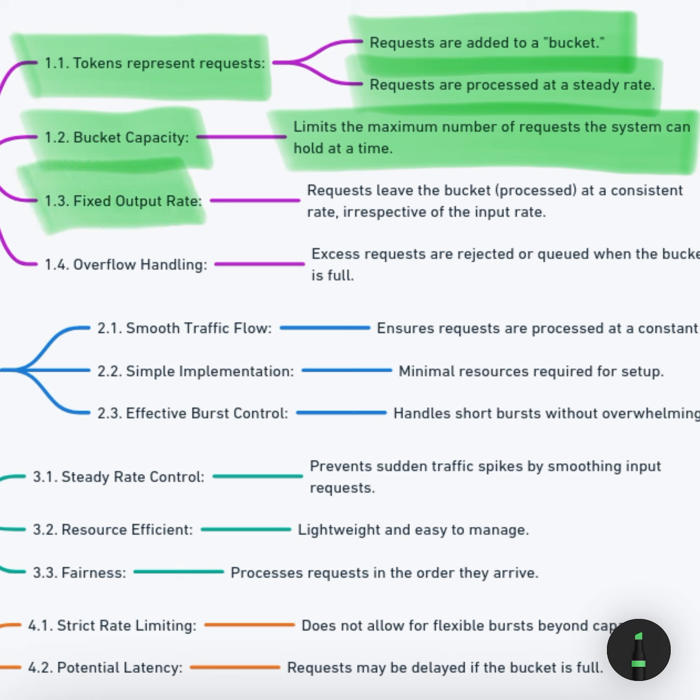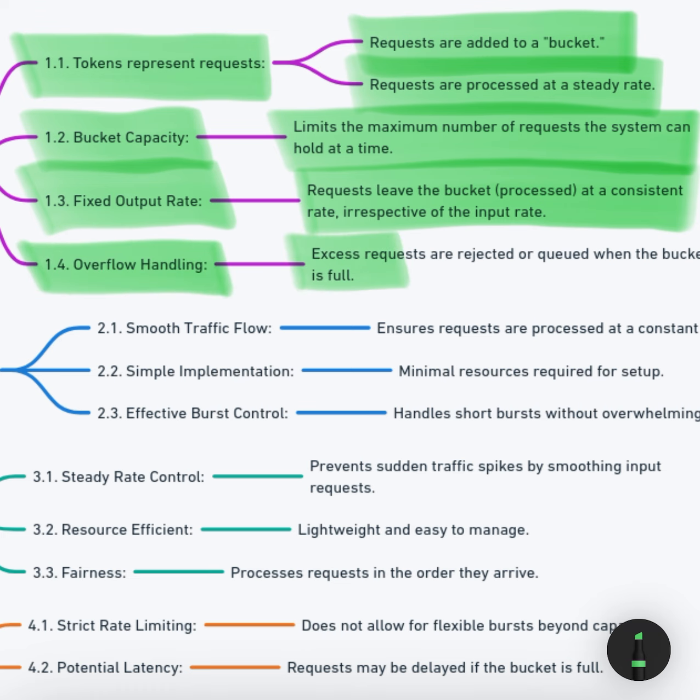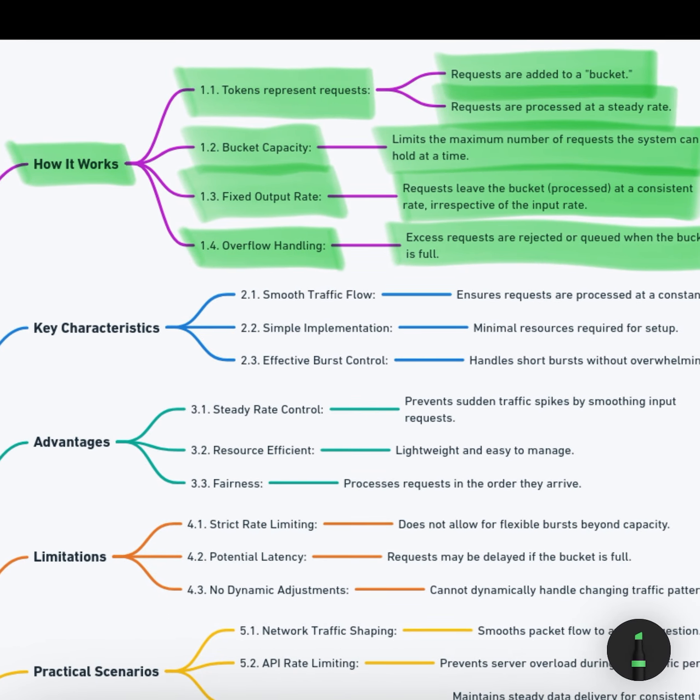Fixed output rate. Requests, tokens, are processed at a consistent rate, regardless of how many are waiting. Overflow handling. If more requests arrive than the bucket can handle, the extra requests are either rejected or delayed.